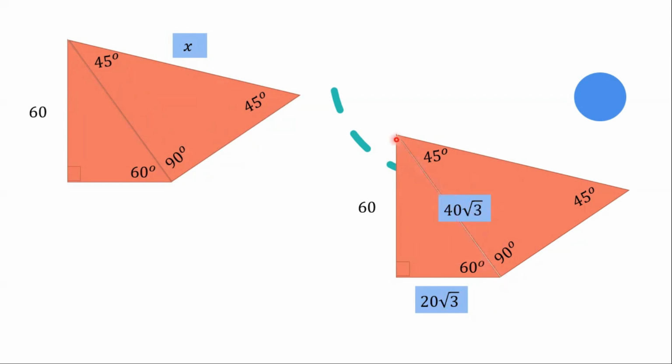This is the hypotenuse of the 30-60-90 triangle. But this side is equivalent to the other side, since this side is opposite the 45-degree angle, so the other side is also 40 square root of 3. So this is the right isosceles triangle. To solve for the hypotenuse of the 45-45-90 triangle, we just multiply this by square root of 2. Then we get 40 square root of 6. Therefore, x is 40 square root of 6.